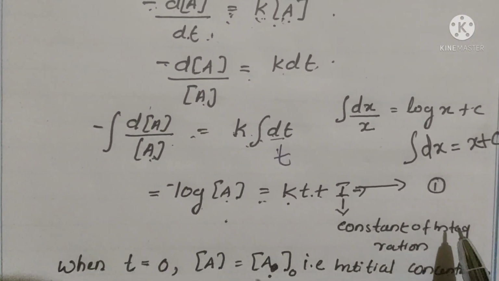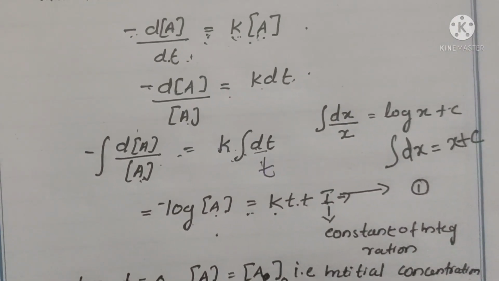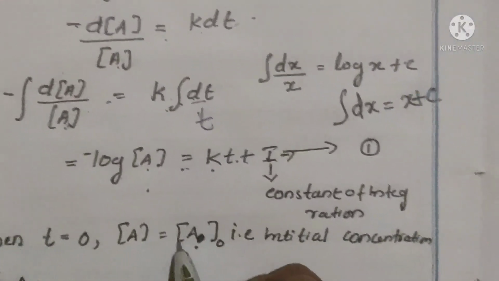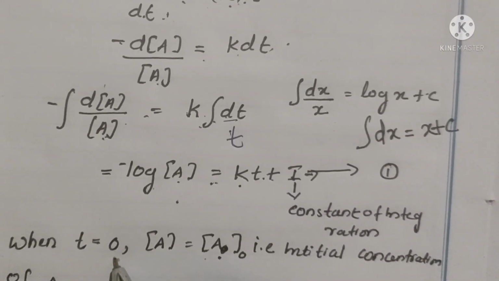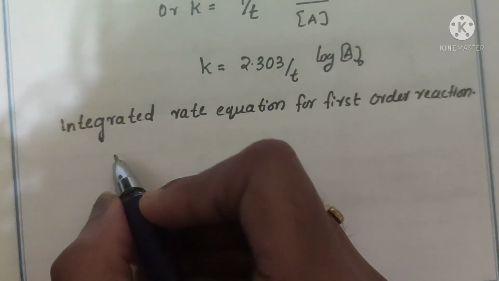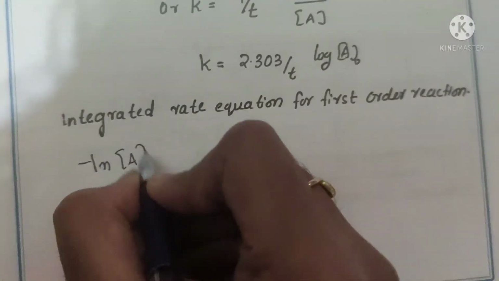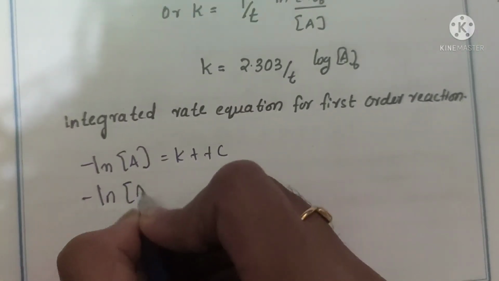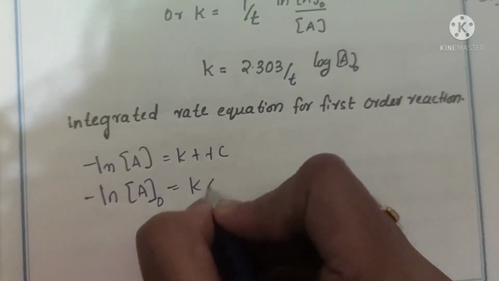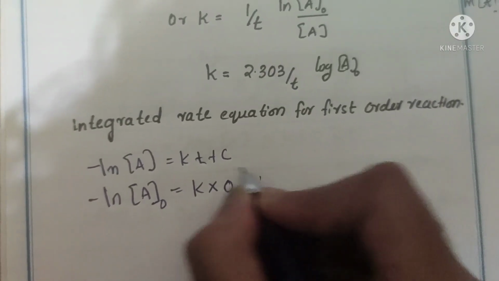The value of I can be calculated from the initial condition. Let [A]0 be the molar concentration of A at the beginning of the reaction, that is when time t equals 0. Then substituting this condition in equation 1, minus log [A] equals kt plus I. At t equals 0, [A] changes to [A]0, so k into t becomes 0 plus I.